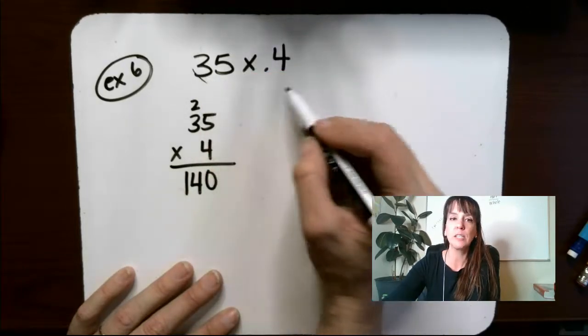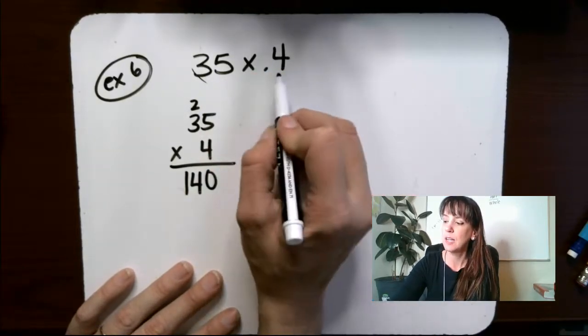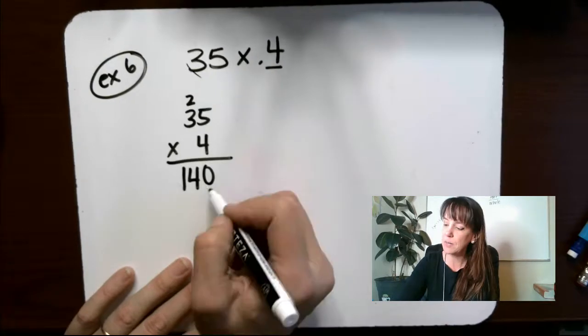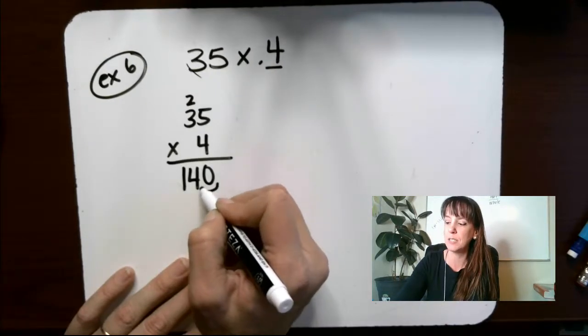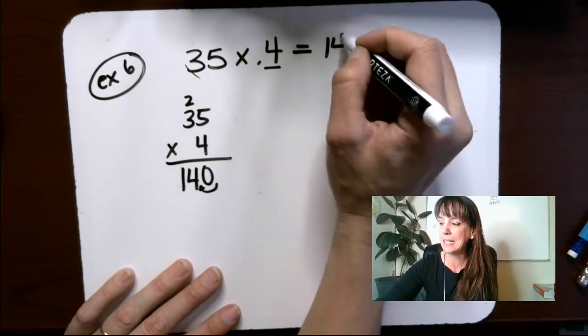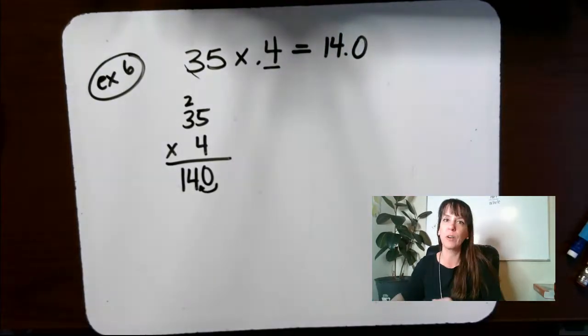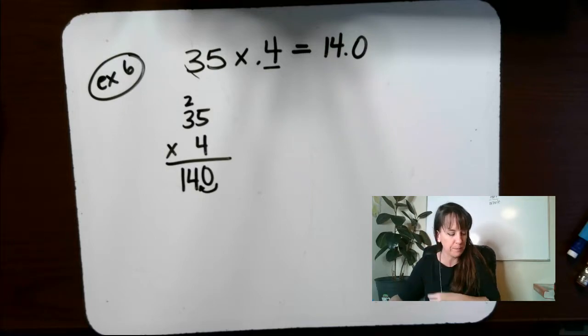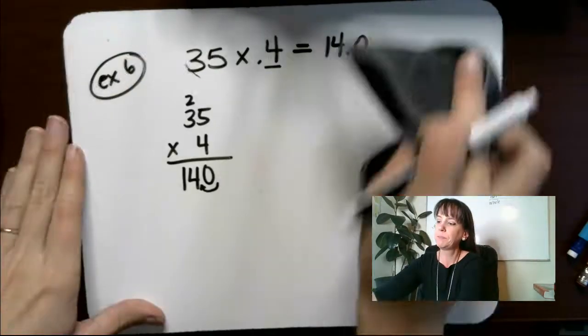Come back up here and look at the number of digits that are behind decimals. I only see 1 digit, right? So we come down here and we bump our decimal over to here. So now this guy equals 14, or 14.0, even if you want to throw that decimal in there, because I moved that decimal over.